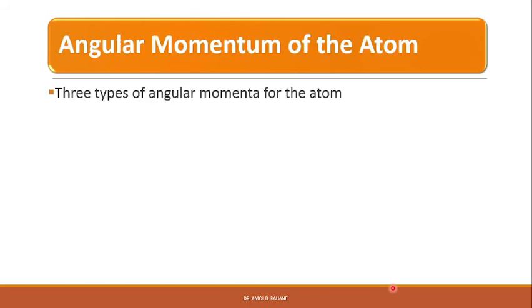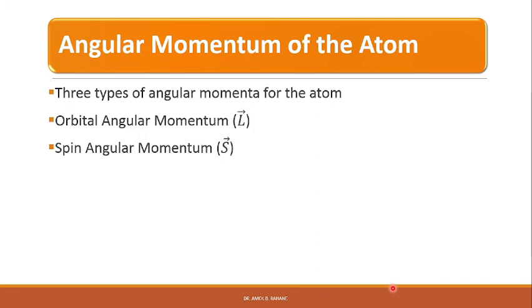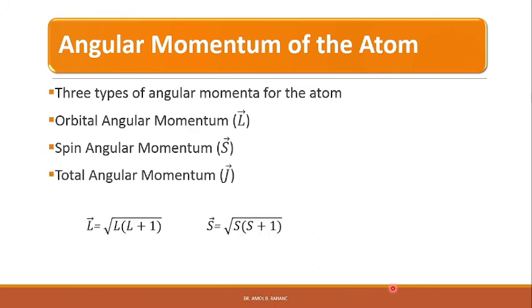In the previous lectures, we have seen three types of angular momenta for the atom: orbital angular momentum, spin angular momentum, and total angular momentum. The three momenta may be expressed in terms of the quantum numbers L, S and J as: L vector is equal to square root of L into L plus 1, S vector is equal to square root of S into S plus 1, and J vector is equal to square root of J into J plus 1.